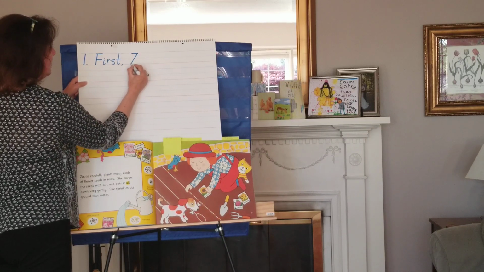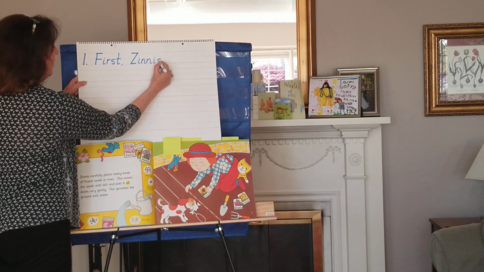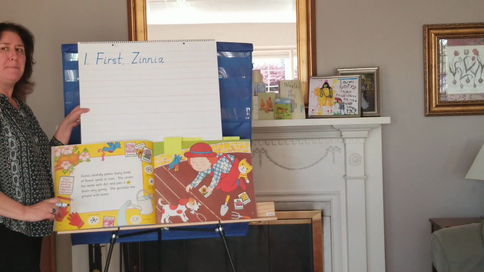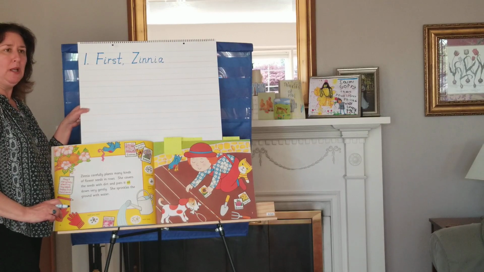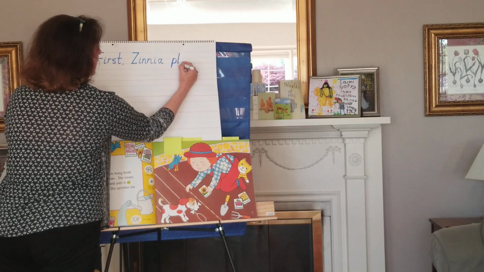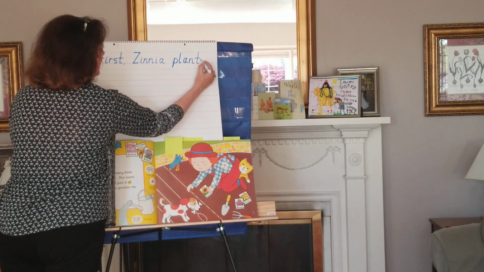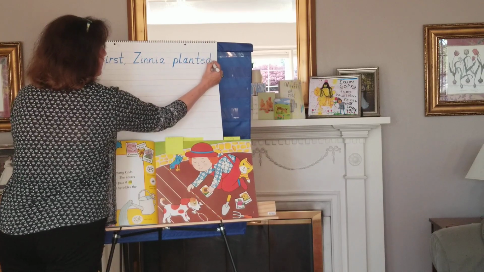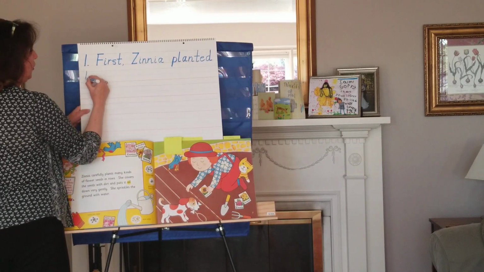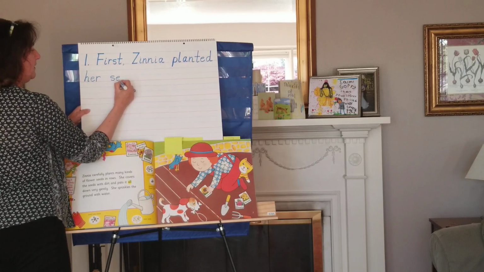comma Zinnia, and I could look at the book if I wanted to find out how to spell her name. Zinnia planted. Pull. I hear the p and the o. Pull. And first, Zinnia planted her seeds.